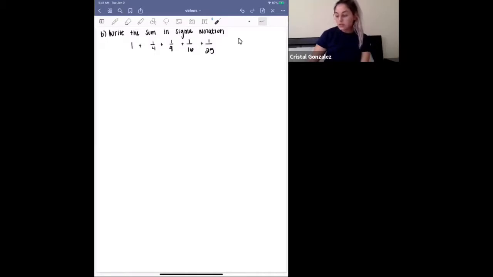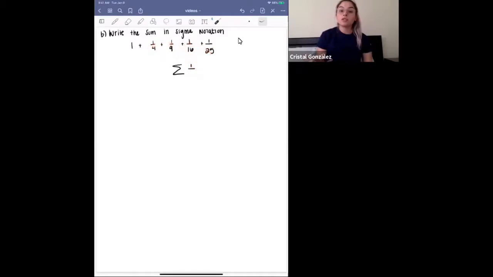Okay, so in order to do this, go ahead and look at the first term. The first term is 1. It doesn't really tell you much, but then I notice that all my tops are staying the same, and so they're all going to be 1. So when I start off my sigma notation, I'm going to write my big sigma, and since the numerators are not changing, my numerator for my argument is just 1. Now what is changing is the denominator.